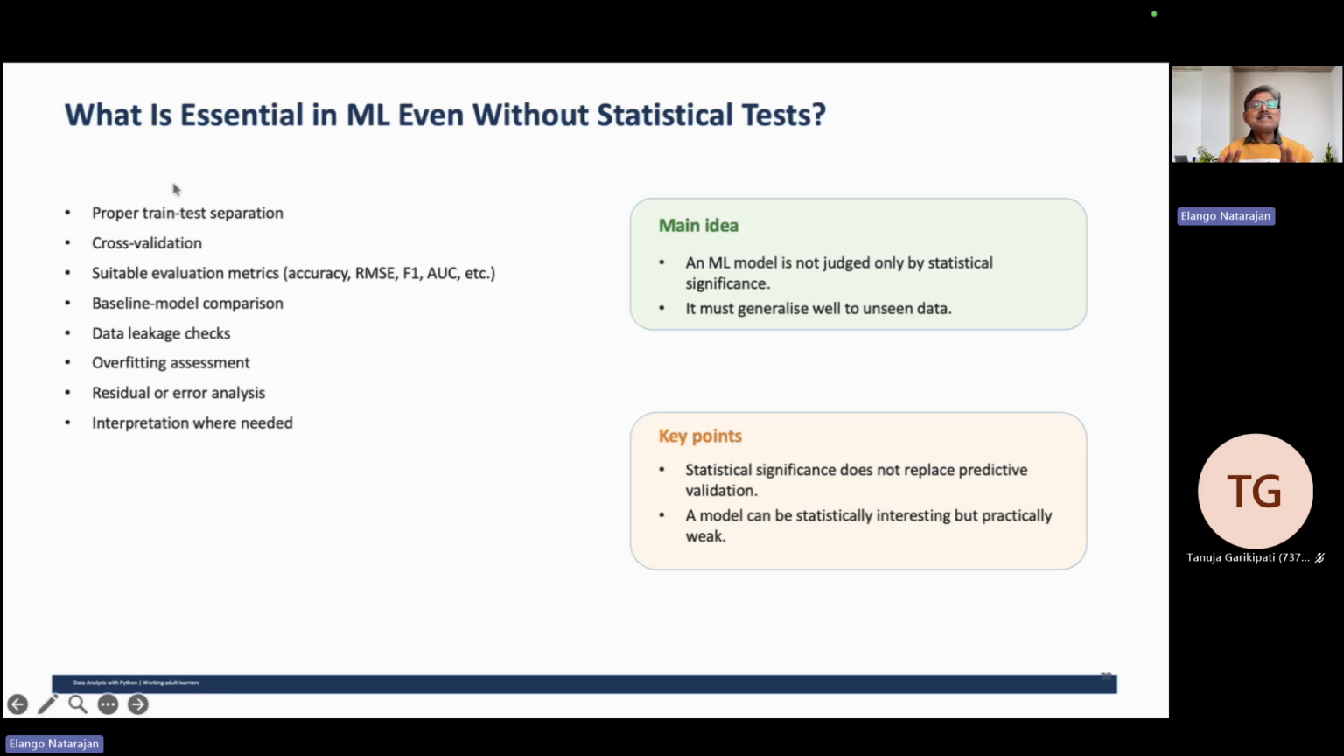Then what is essential in machine learning, even without a statistical test? Your machine learning needs proper train test separation. That means if you have 100 data, you can use 70 for training and 30 for testing, or 80 for training and 20 for testing. That is more important, so the train test separation is important. The next important thing is cross validation. This is the most important thing in a prediction model.